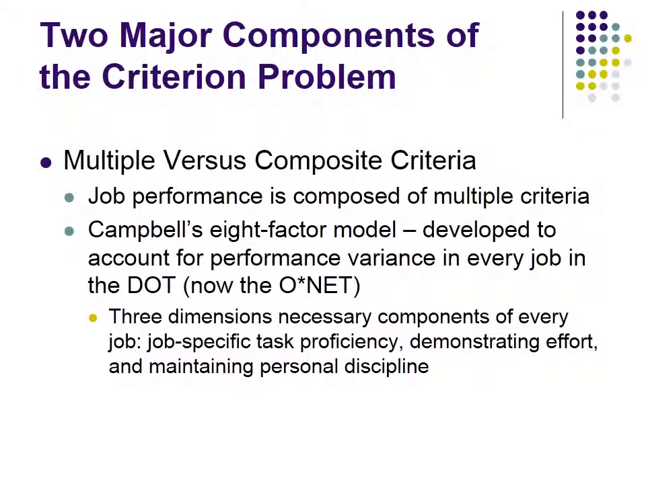So the other major problem with the criterion is that there's two components, so the multiple versus composite criteria. So we know job performance is composed of multiple criteria, multiple little measures, and generally when we're creating a measure of criterion, total performance, we're going to have multiple items we're measuring. So again, going back to that slide 11, where we saw the Venn diagram, there were about 8 or 9 items that were being captured. So that is a multiple measure of job performance.